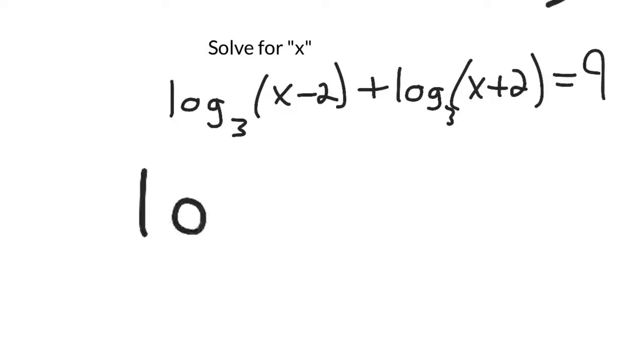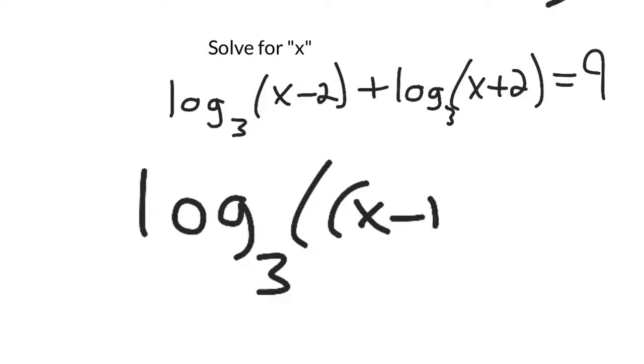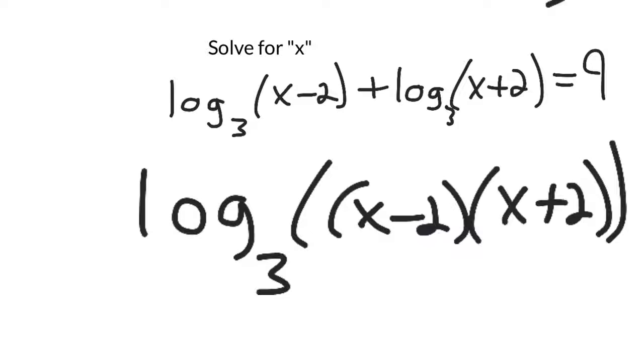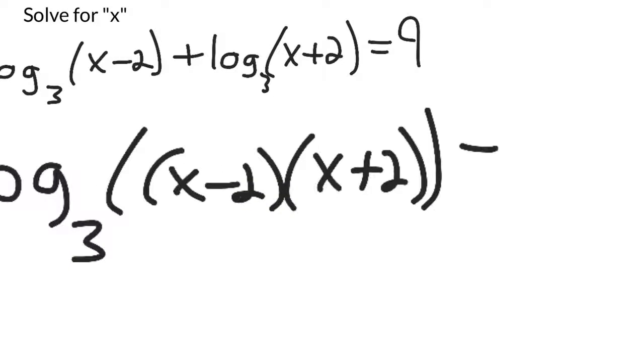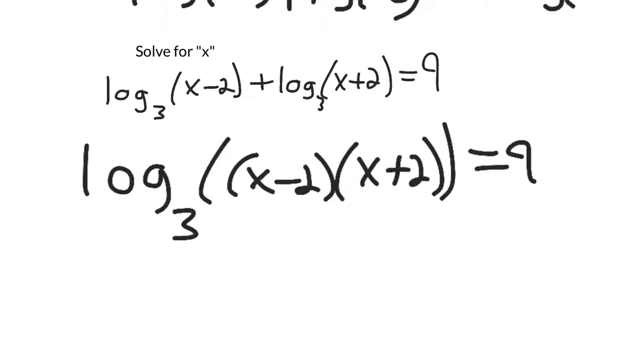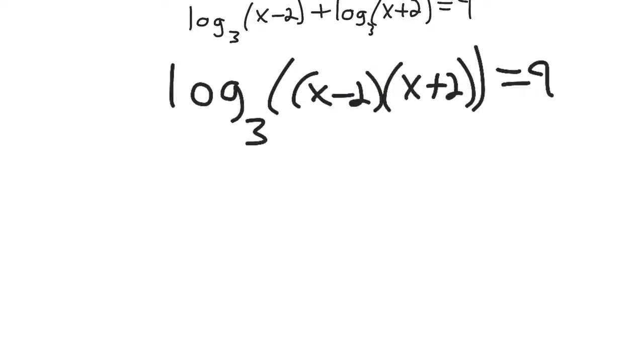You can rewrite it as a new logarithm, log base 3 of x minus 2 times x plus 2, my a times my b. And it all equals 9 still. So there, now we have just one logarithm.